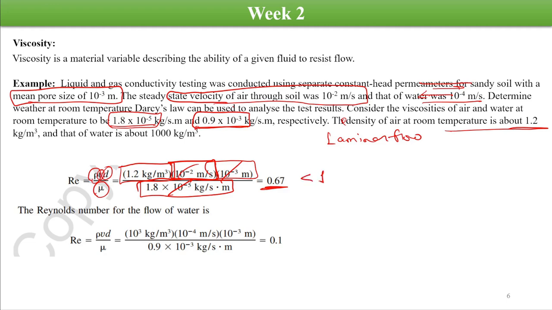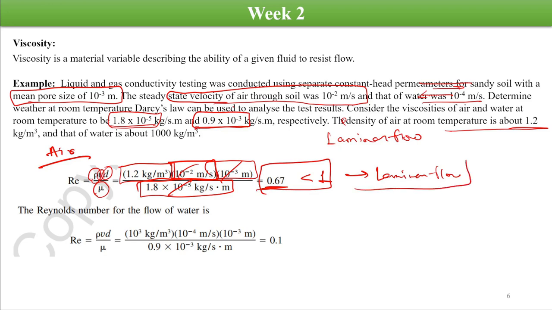The 0.67 is less than 1. It means that this is a laminar flow. So this one is for air. For air, we have found out that the Reynolds number is less than 1. That means the air is flowing following the laminar flow principle. So in this case, Darcy's law is valid, right? Darcy's law is valid. Then we move on to the water, flow of the water.